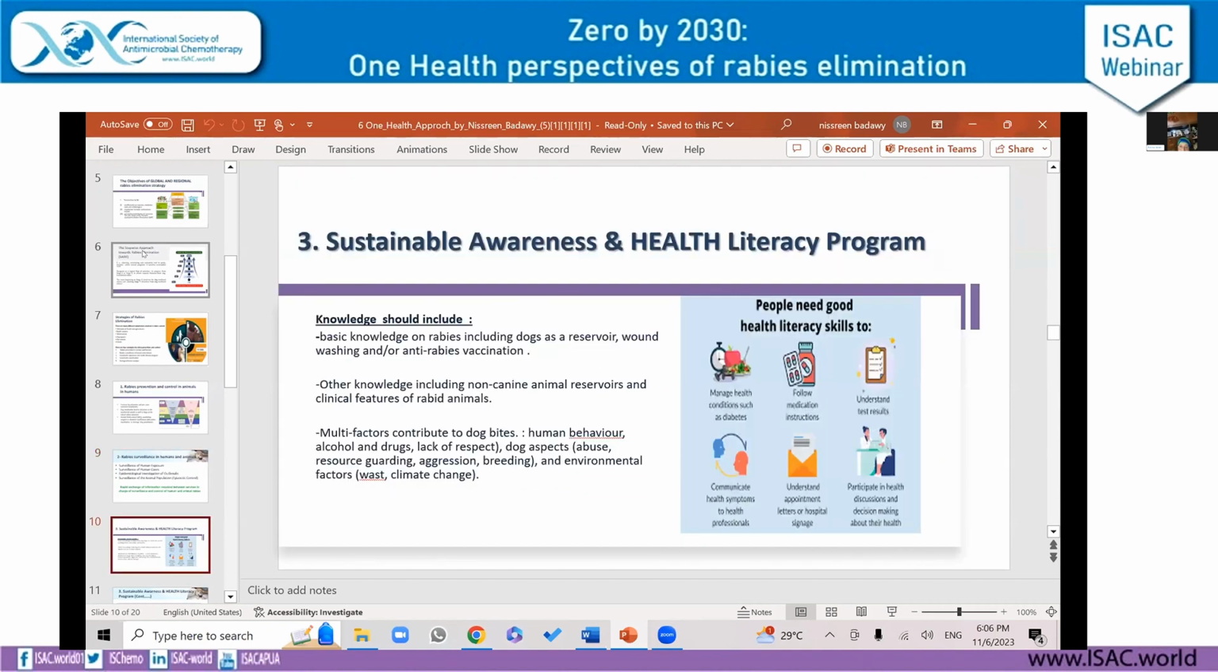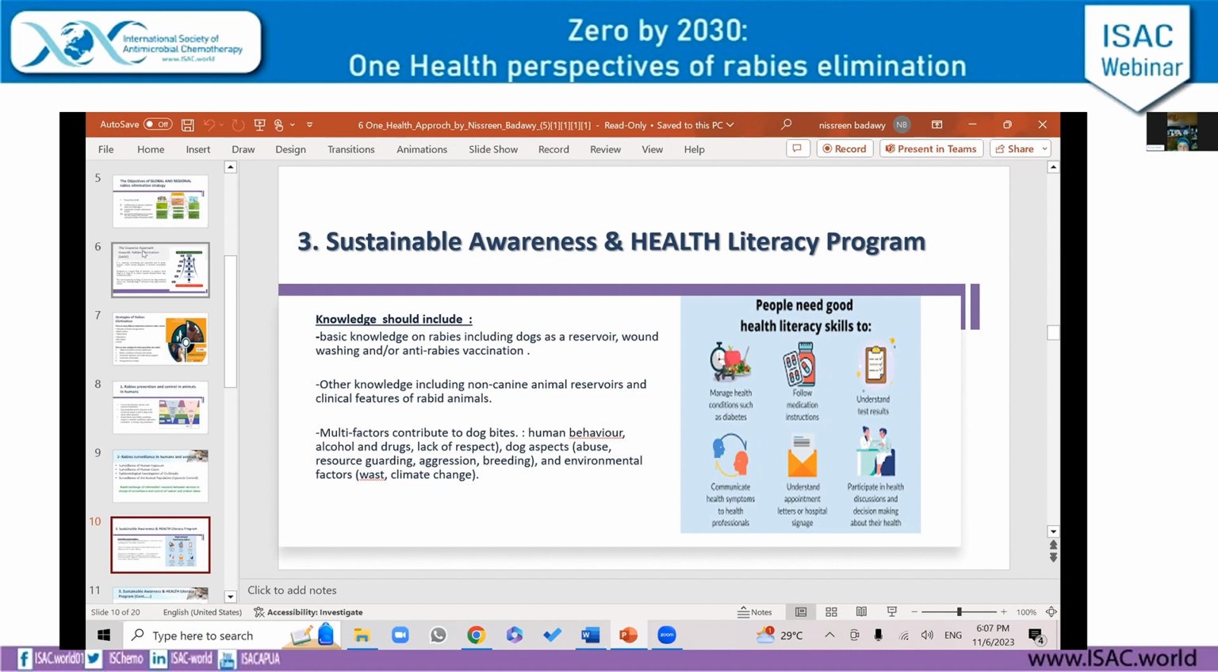Sustainable awareness and health literacy programs must define what knowledge must be delivered, how it is delivered, and to whom it will be delivered. Knowledge must contain the reservoir of rabies as a pet, and the source of rabies as the dog, wound washing, wound categorization, also post-exposure prophylaxis, anti-rabies vaccine and immunoglobulin.